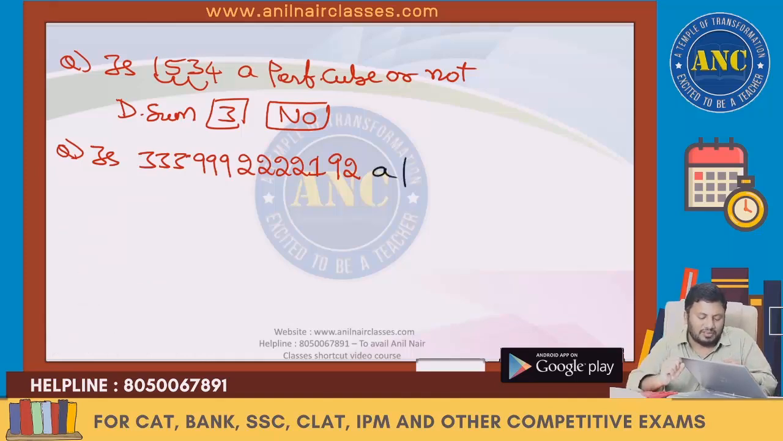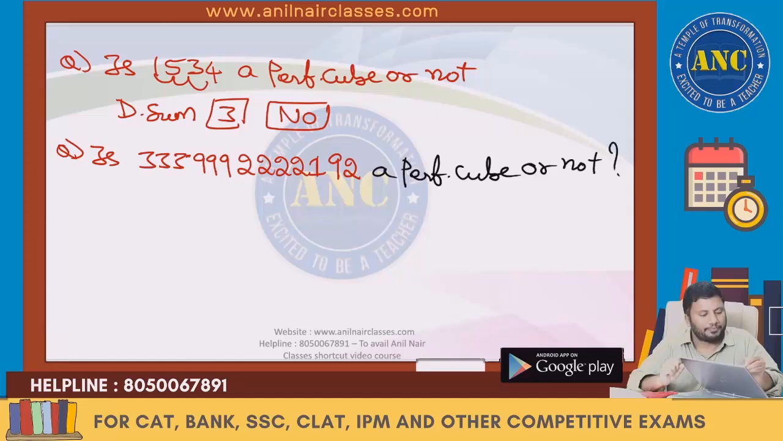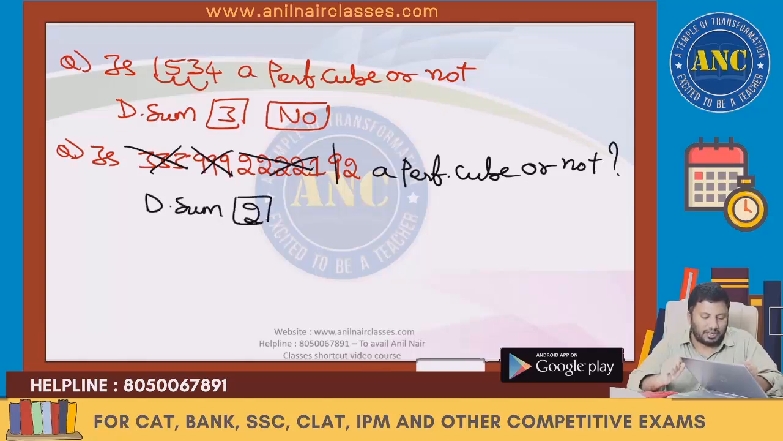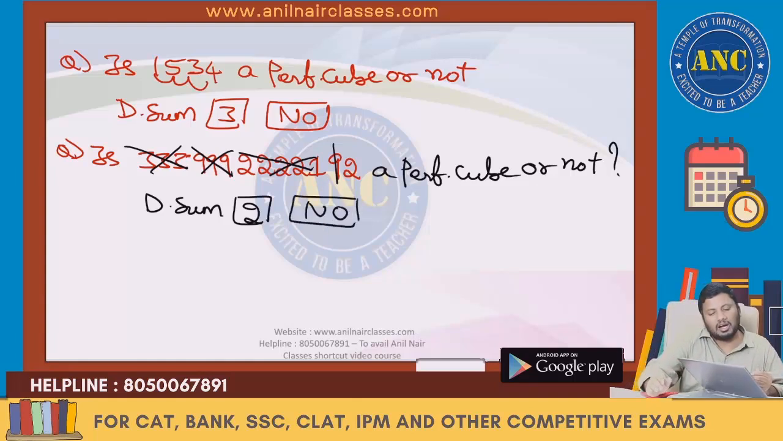This came somewhere in some examination. Is it a perfect cube or not? The digital sum is 2. For it to become a perfect cube, it should have digital sum 1, 8 or 9. I hope the idea is clear. Perfect square over, perfect cube over.